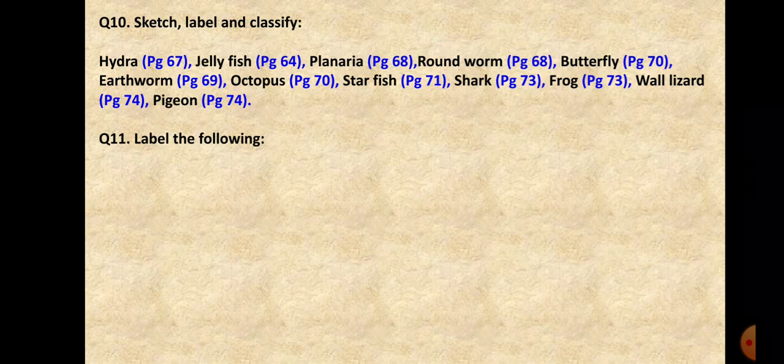Starfish, Echinodermata. Shark, Pisces. Frog, Amphibia. Wall lizard, Reptilia, and pigeon, Aves. Okay, so you will write the classification in the format of first kingdom, then division, then phylum, and then example.